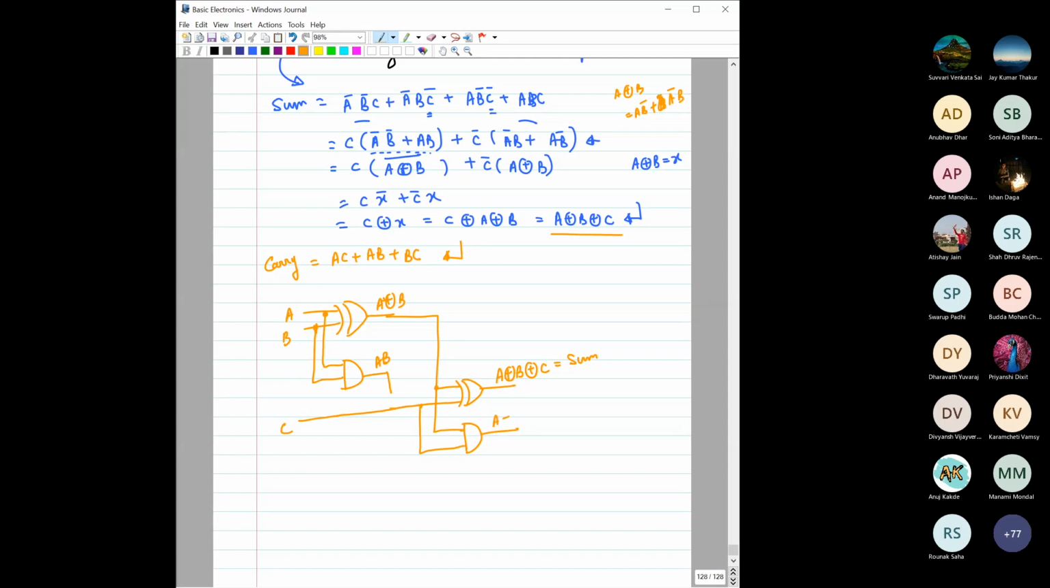So here what we will get is this A XOR B and C. Then we will take these two with an OR gate and sum up. So here we will get A XOR B into C plus AB, and we have to show that this is nothing but the carry function. Yeah, this is nothing but the carry function. So can you prove that this is nothing but the carry function?